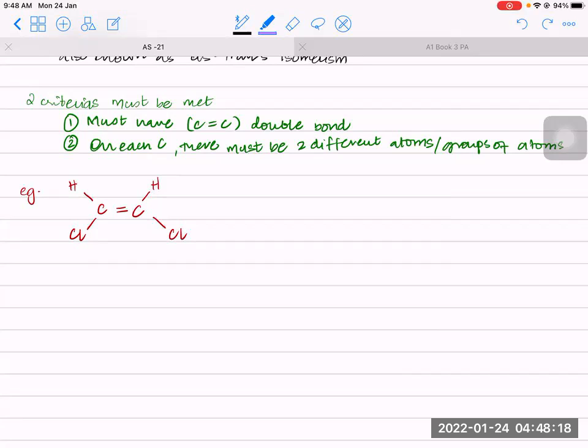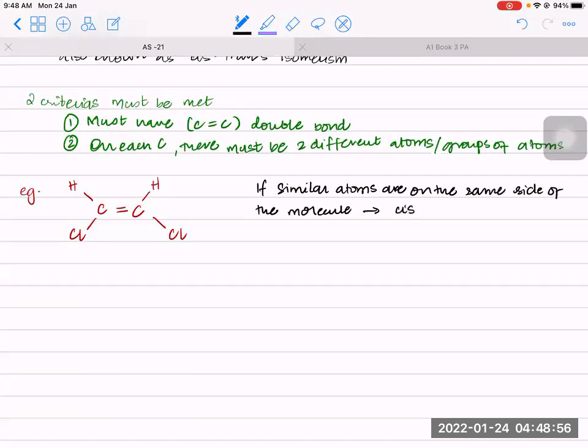So if similar atoms are on the same side of the molecule, the isomer will be cis. Do you see hydrogen, hydrogen is similar? Do you see it's on the same side on the top? Or Cl, Cl, they are similar, they are on the same side as well. So if similar atoms are on the same side of the molecule, then the isomer is what? Cis isomer.